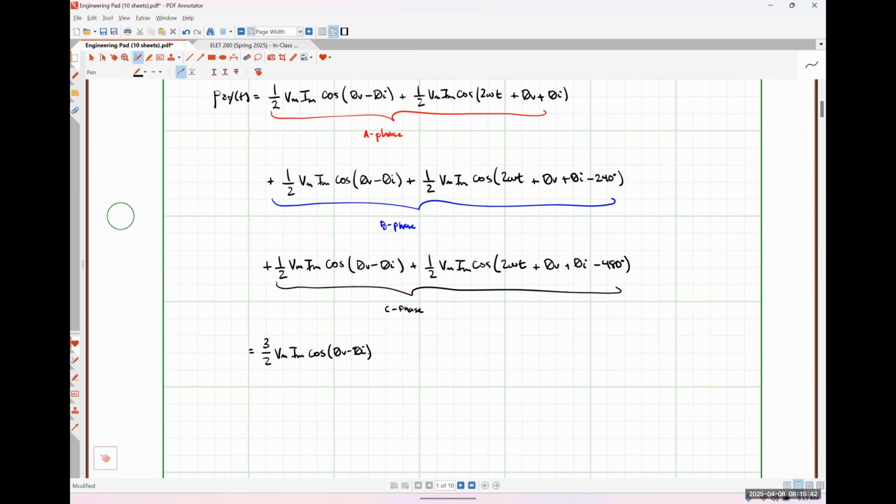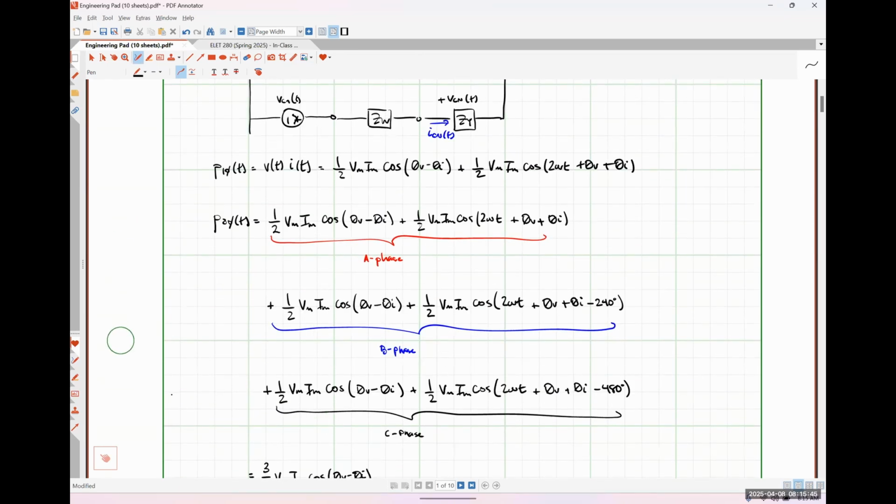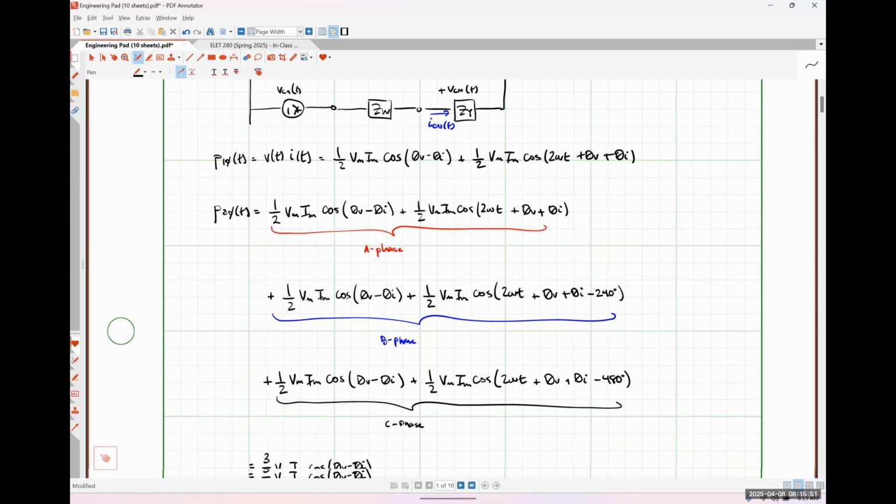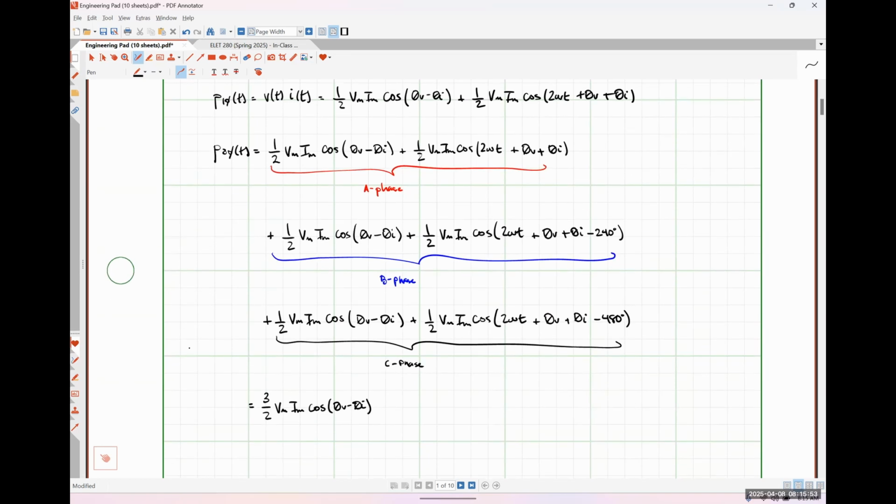So in a single phase system, we had a sinusoidally oscillating power that had a DC offset. In a three-phase system, we just have the DC offset. So the instantaneous power that is absorbed in this system is a constant value. This is one of the greatest advantages of using three-phase power for things like rotating electrical machinery, because if we're able to supply a constant amount of power to the motor as a whole, that means that it's able to supply a constant amount of torque. There's not vibrations or pulses or anything like that.